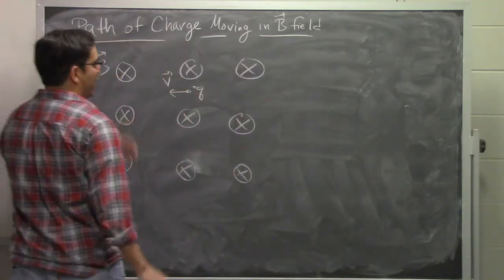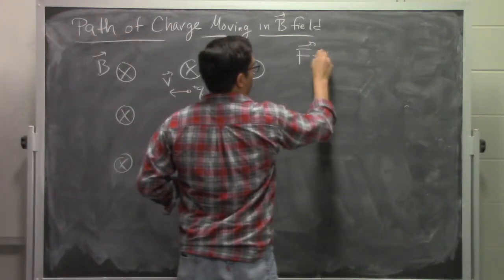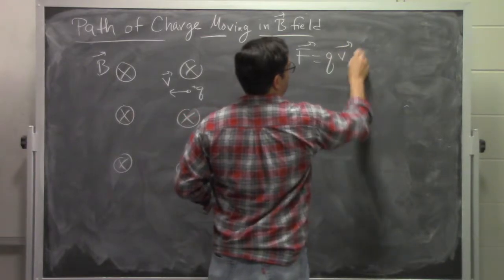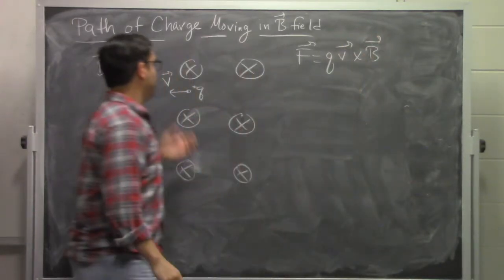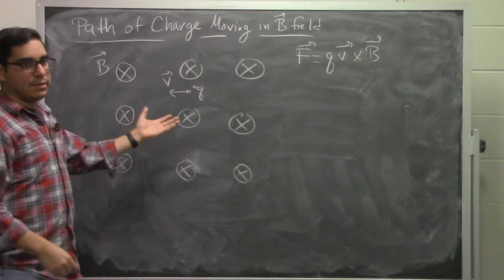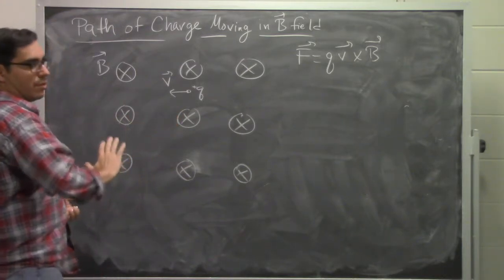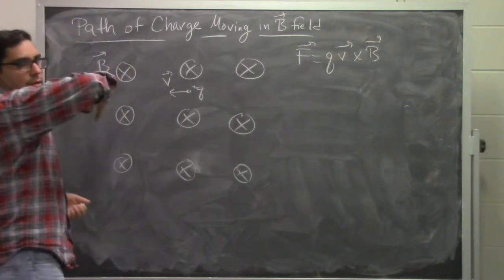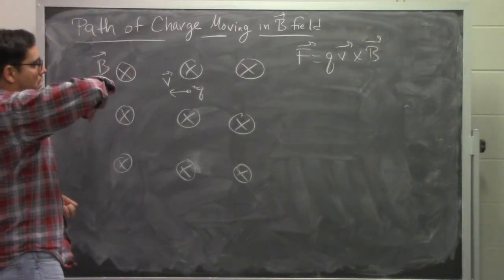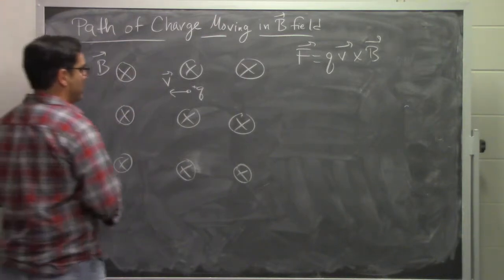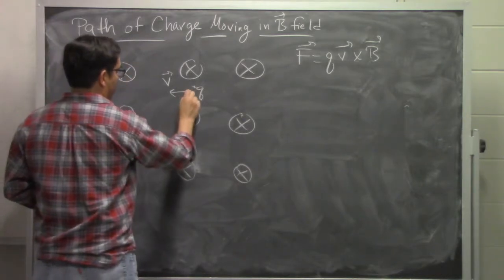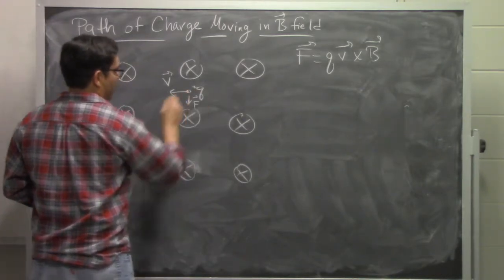So in this case, what I have is a situation where I want to apply QV cross B to this particle, right? It's a positively charged particle. It's moving to the left. And the magnetic field's into the board. So V cross B points down. With a positive charge, you're going to end up having a force that pushes the particle down. So this particle will experience a magnetic force pointing down.